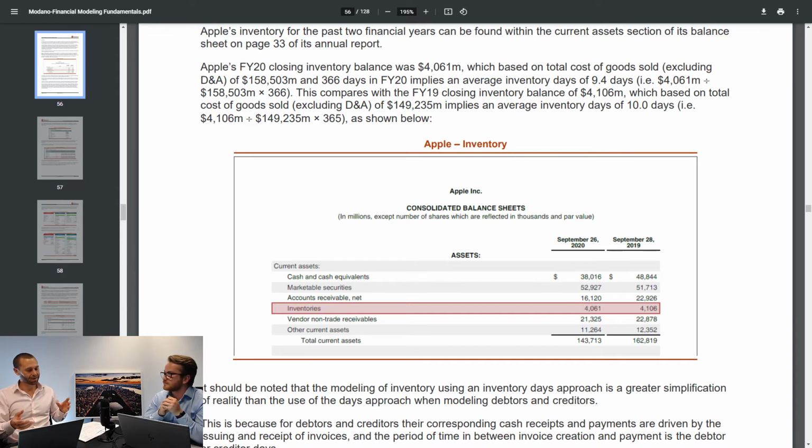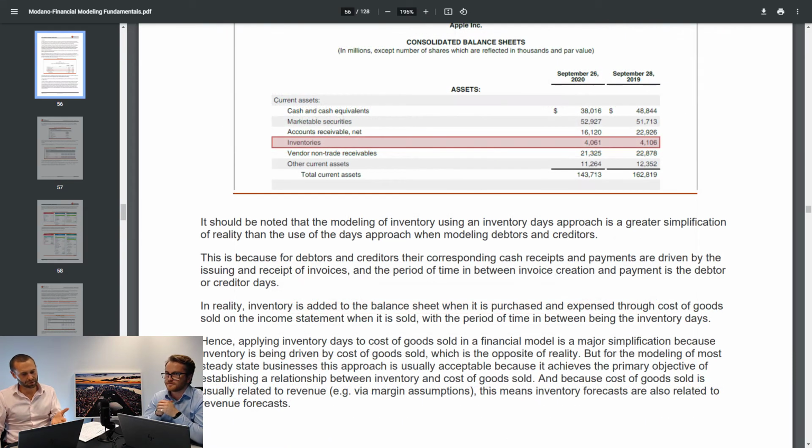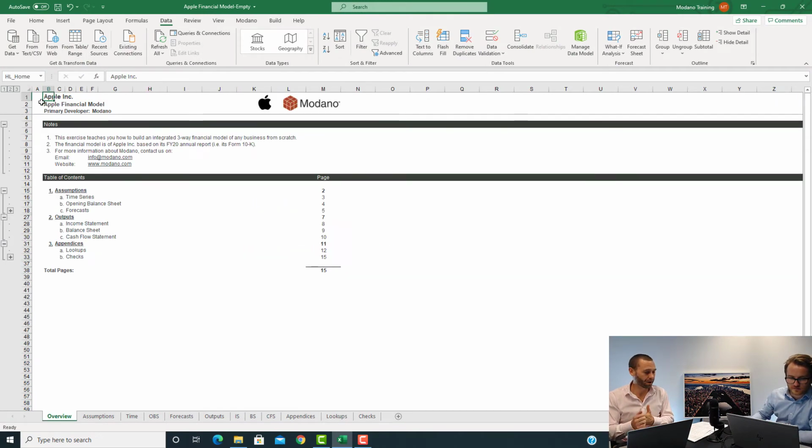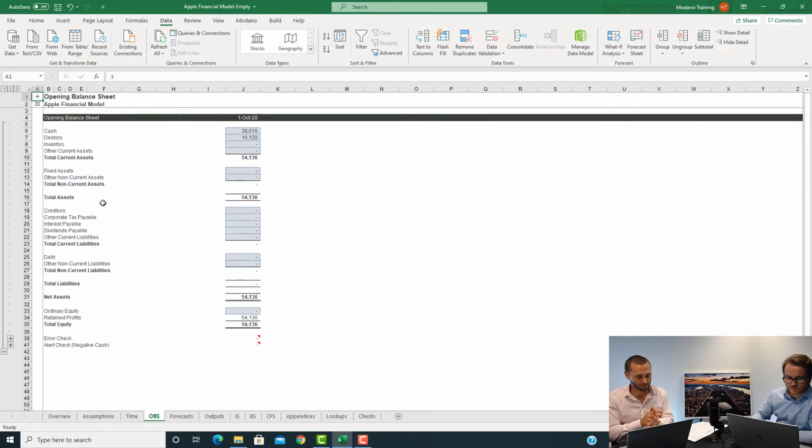That being said, as long as our forecasting approach is consistent with the data we're deriving from our historicals, it's still a safe way of forecasting. It's a real simplification, but it will still work, and that's what we've got in the materials. It's a great simplification of reality, but the key is relating your COGS to your revenue and your inventory to your COGS, which is what the inventory days approach does. Okay, so let's go to our Apple financial model and put our FY20 closing inventory balance of 4061 into the inventory assumption in J8.